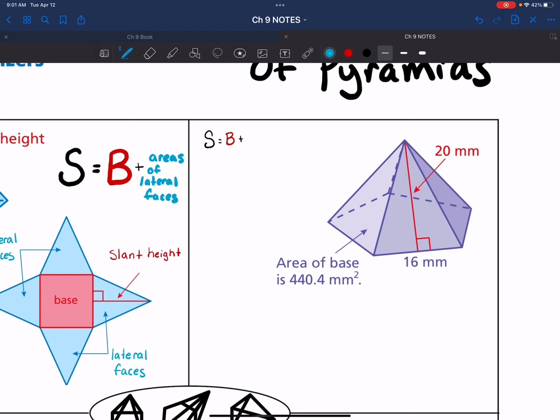I could even say ALF. Let's just do that. ALF. That's funny. I like that. Surface area equals area of the base plus area of the lateral faces, ALF.